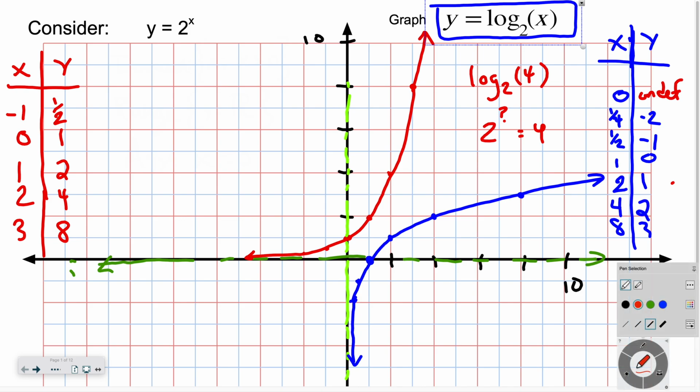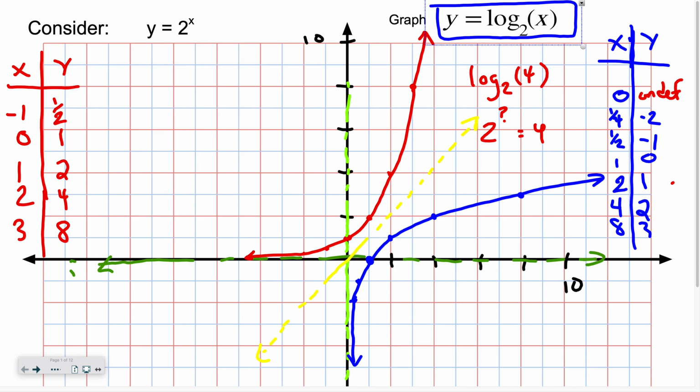And then, lastly, I just point out that these graphs are reflected over the line y equals x. So if I graph the line y equals x here, the graphs for the exponential function and the logarithmic function are reflected over that yellow line. And that's a concept we'll focus on later.